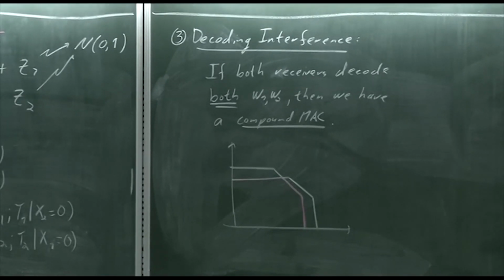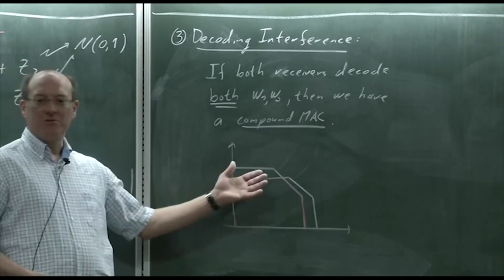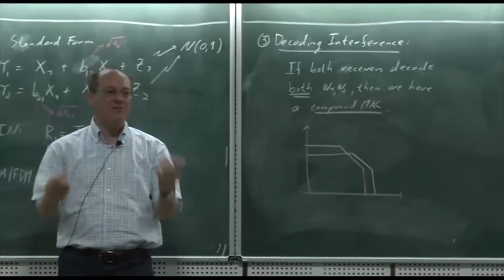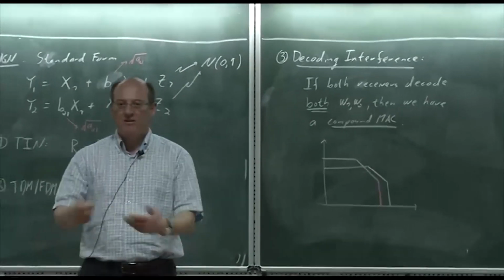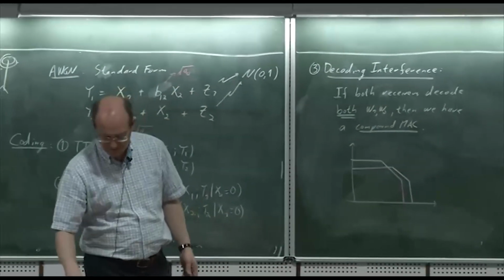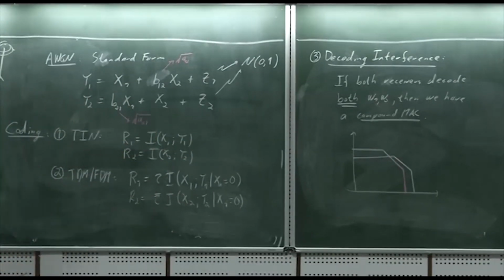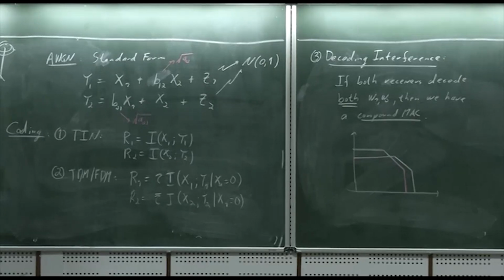Of course, if these were vector channels, then it won't look so simple. You'd have to take the union over all possible input distributions of the intersections of all MACs, right? That's what you'd have to do then. But for a Gaussian scalar case, it just becomes an intersection. And so we wrote out the region for that.